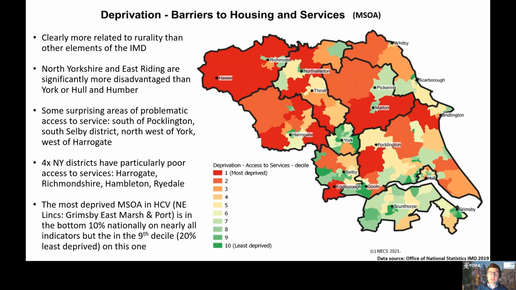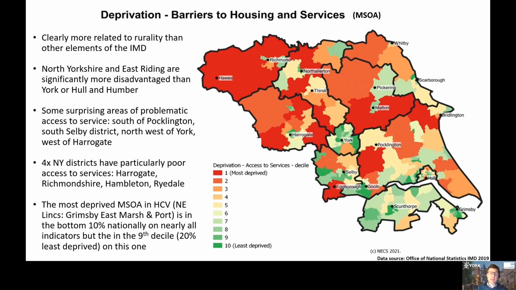We could think about one particular domain, just to turn it around a bit from some of the other indices that we've looked at, and think about barriers to housing and services. There's clearly more deprivation on this score related to rurality than other elements of IMD. North Yorkshire and East Riding are therefore significantly more disadvantaged than Hull or York or Humber. There are some surprising areas of problematic access to the services: south of Pocklington, South Selby, northwest of York, west of Harrogate. There are 4 North Yorkshire districts with particularly poor access to the service: Harrogate, Richmondshire, Hambleton and Ryedale.